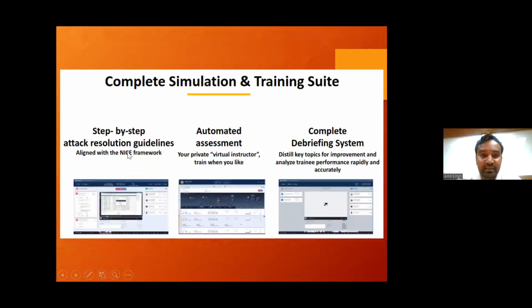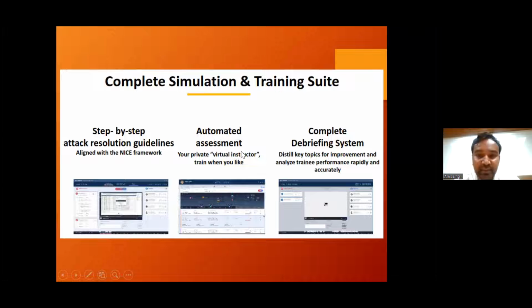This I have already completed. So this is a complete simulation and training suite. In this, we have step-by-step attack resolution guidelines. You have to first find out the source, then find out what systems have been affected. Then the third step is prevention and mitigation.